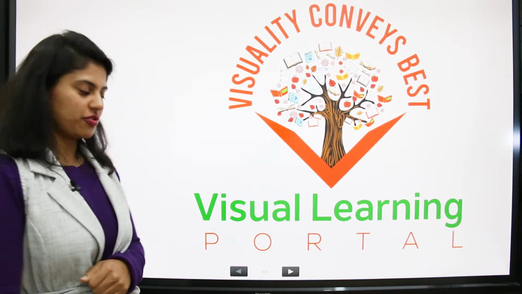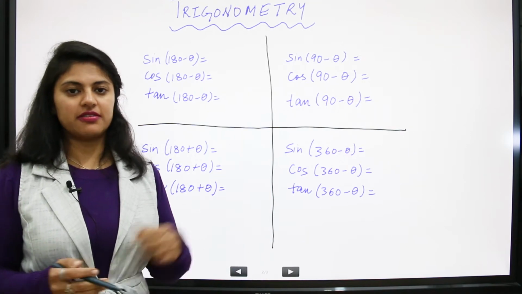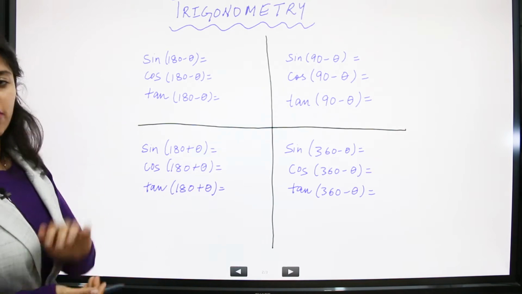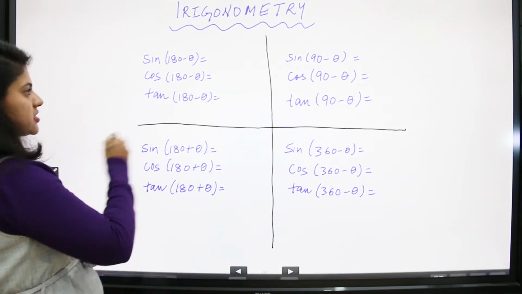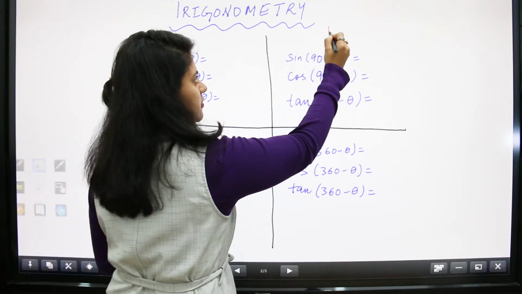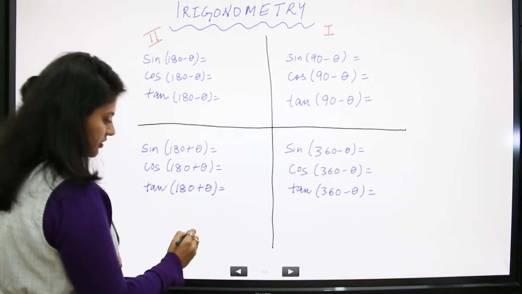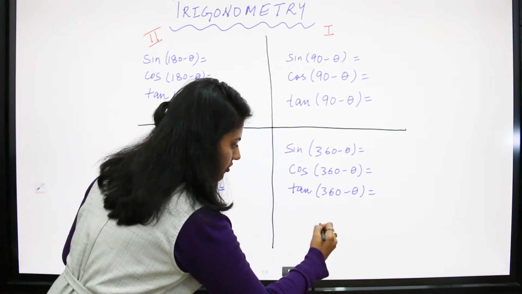Today we are going to do trigonometry. So let's learn how to draw a simple table of trigonometry. This is a table, I have already drawn that for you. These are the different four quadrants. So we can write this as, this is the first quadrant, this is the second quadrant, this is the third quadrant, and this is the fourth quadrant.